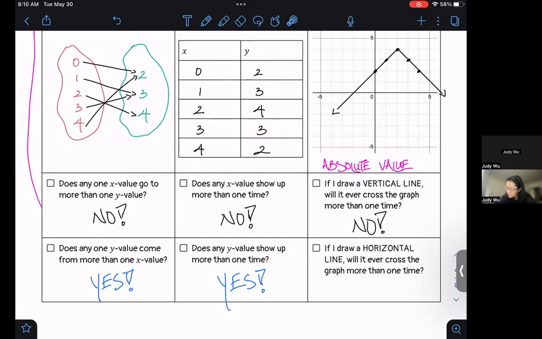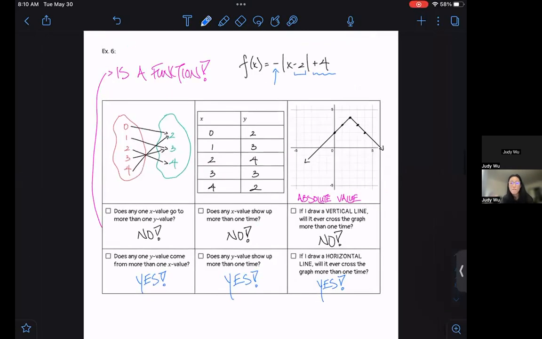And the last test, the one we use on our pictures, if you draw a horizontal line, will it ever cross the graph more than one time? Bingo. Right here, I've got a line crossing twice. So, yes. All right. So we have a function. It's an absolute value function. However, this function is not one-to-one. Because of these double y values, we do not have a one-to-one function.